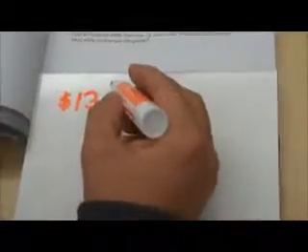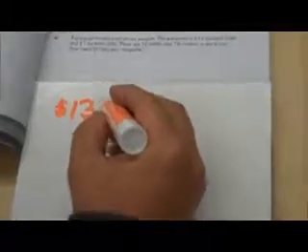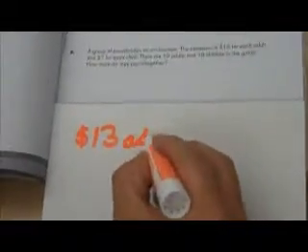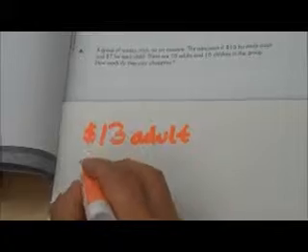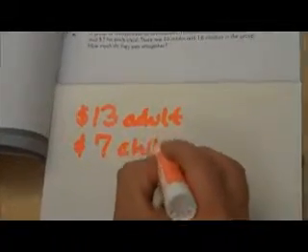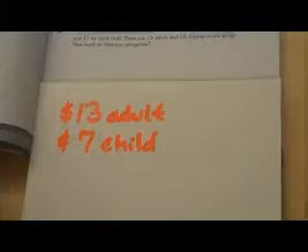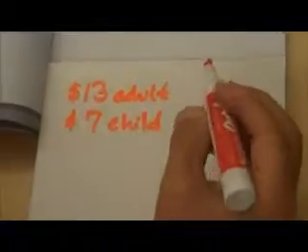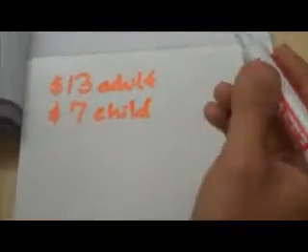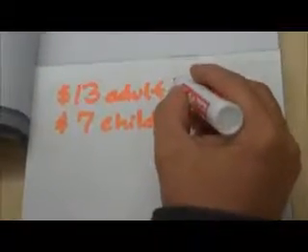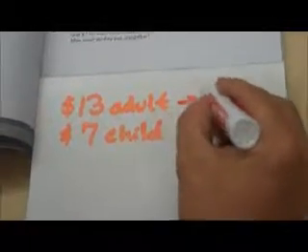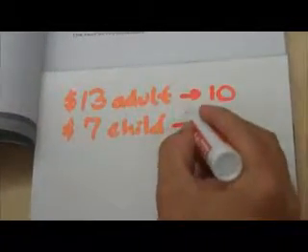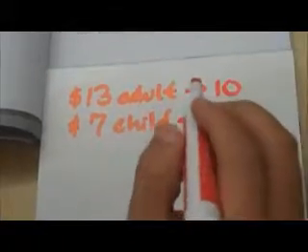So what I like to do first is take some of my valuable information and put it above my problem. I have $13 for each adult, so I'm just going to write $13 for adult and $7 for a child. I'm going to use some color because this is one thing that I push with the kids: try to color code things so they can see. Not just to color, but just so they can see things. It says that there are 10 adults in this group and that there are 18 children in this group.